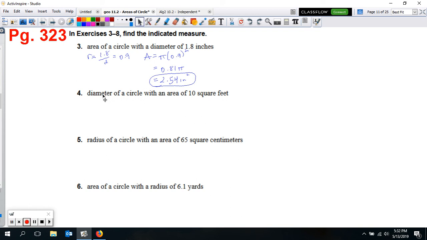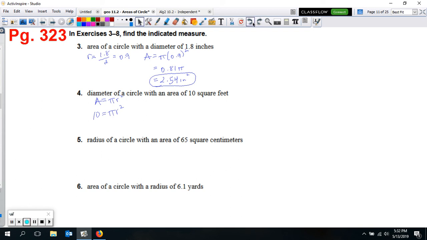So if we're going to find the diameter, first we're going to have to find the radius, because the radius is in the formula. And once we know the radius, then we can multiply by 2. So we'll use that formula again. Area equals pi r squared. We know the area is 10, so we're going to plug in 10 for the A. And then we've got to solve for r.